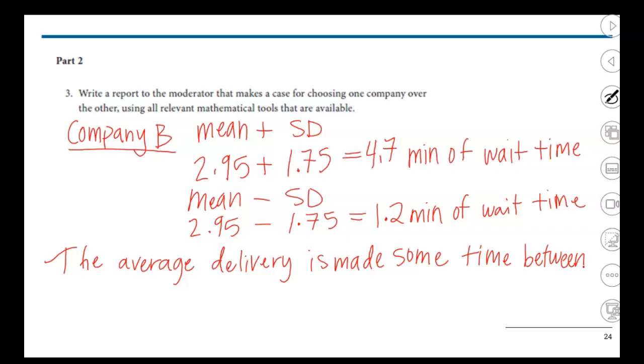Are both of these actually you waiting? Yes. On company A, we had one that was negative, right? So that one wasn't late. That one was what? Early. So for this one, they're both going to be late, both parts. So the average delivery is made sometime between 1 minute, what? Late, not early. If you put early, take that off, okay? 1 minute late and 5 minutes. Okay? And that should be our report for company B.